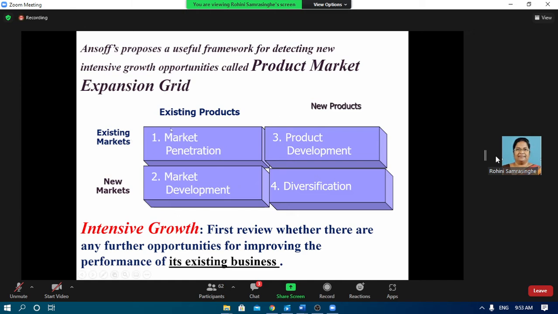So you can see here, the first strategy is penetration, the market penetration strategy. What do you mean by market penetration strategy? Market penetration, you can see here, is connected with the existing product and the existing market. It is not new. That means the current product with the current market using a penetration strategy, right? So how can a company do a penetration strategy?